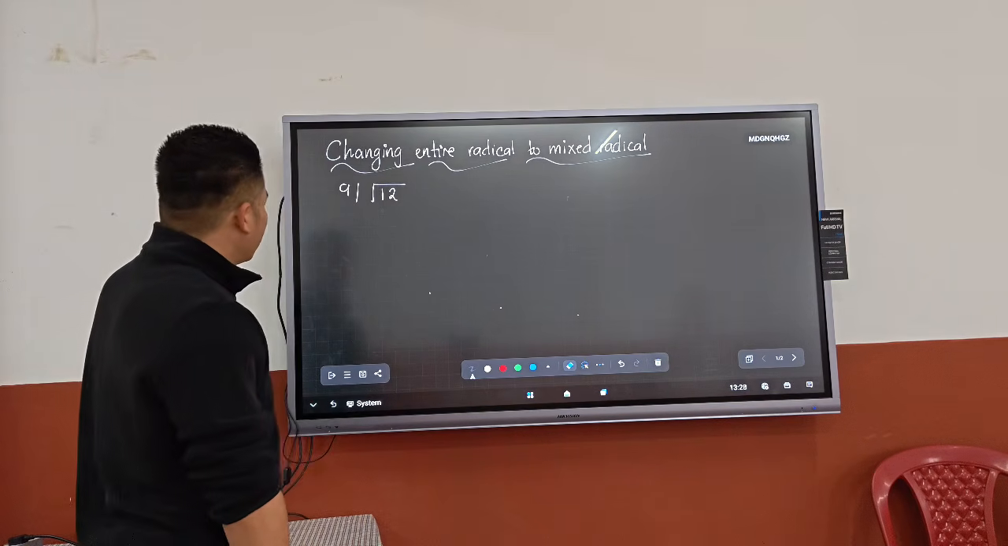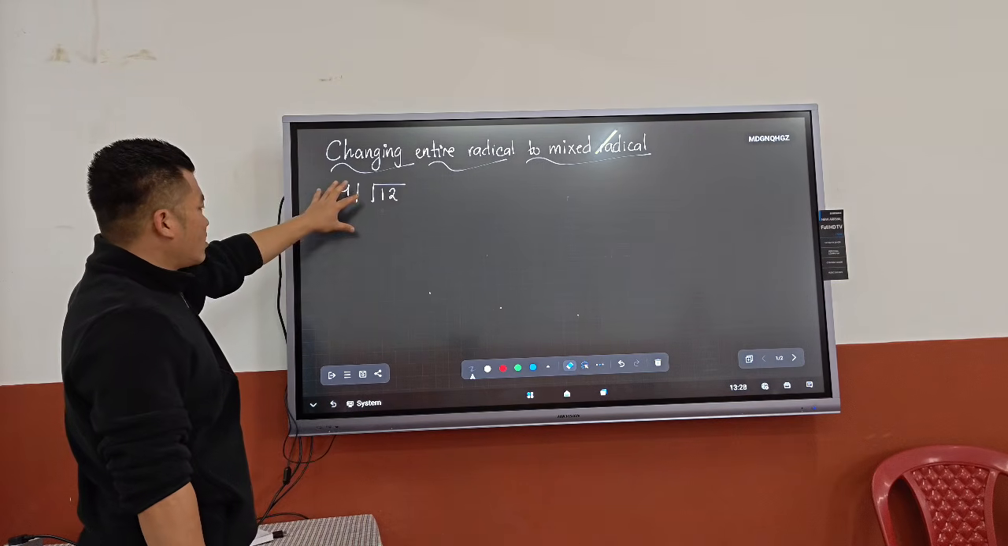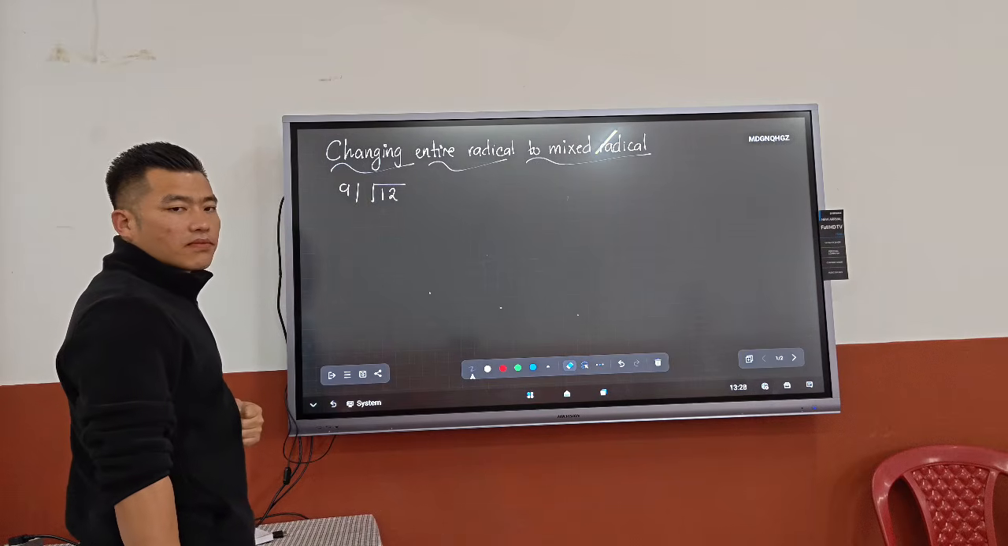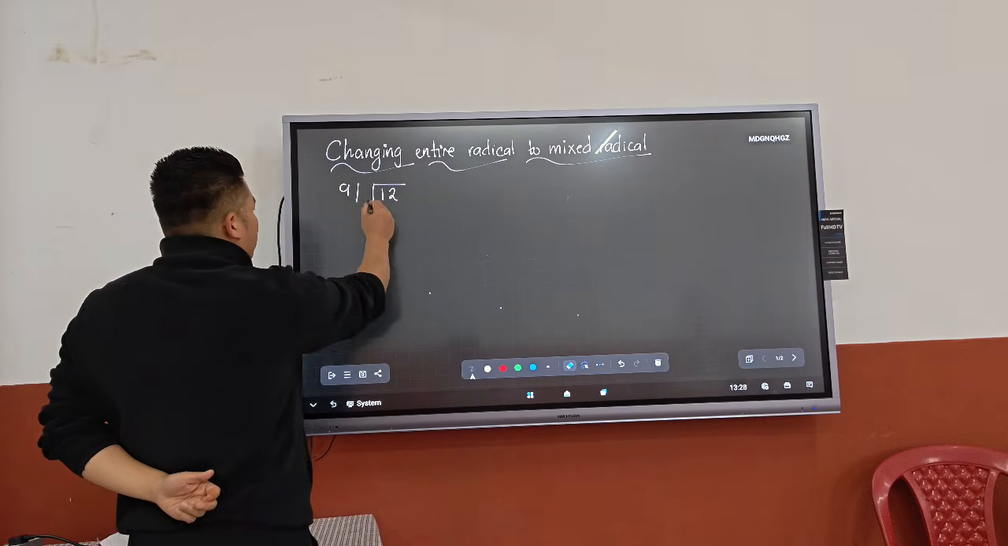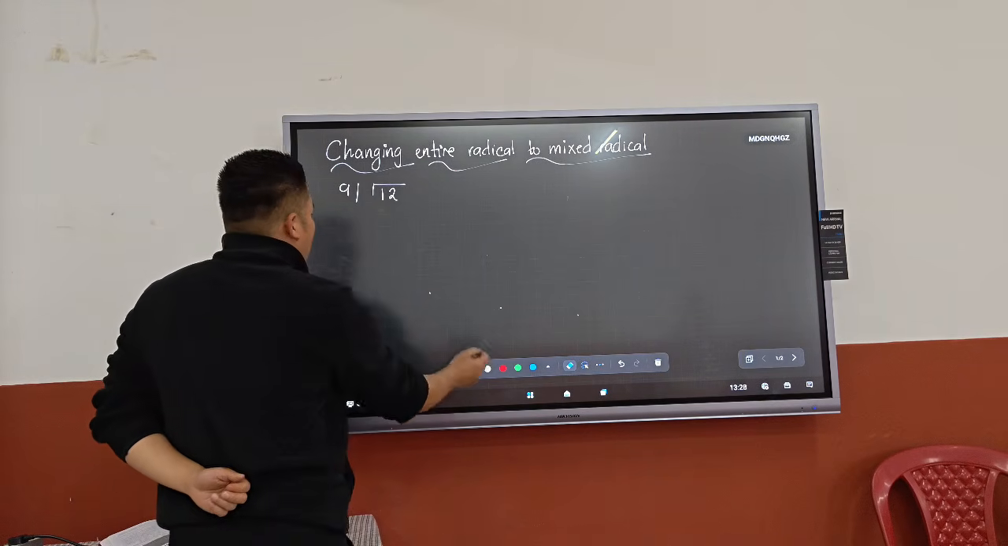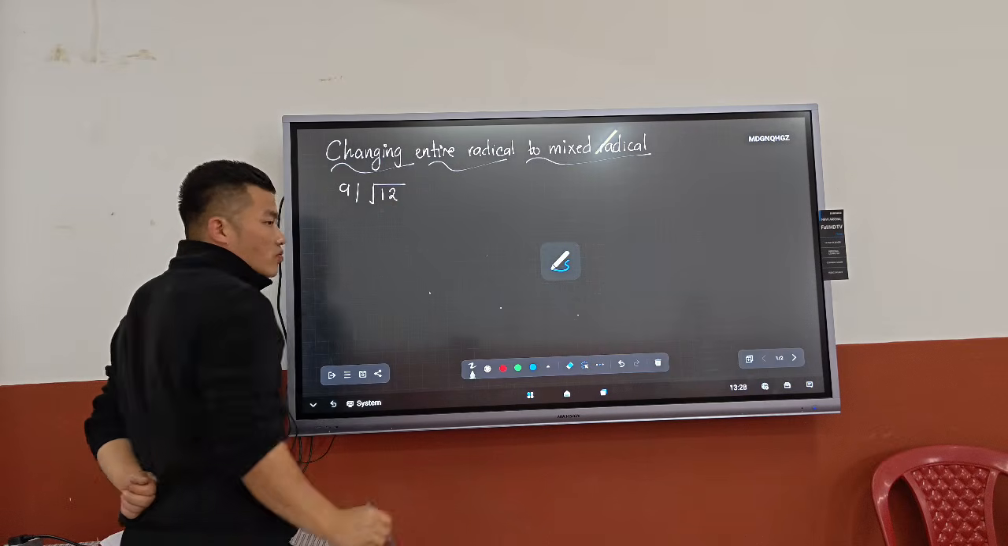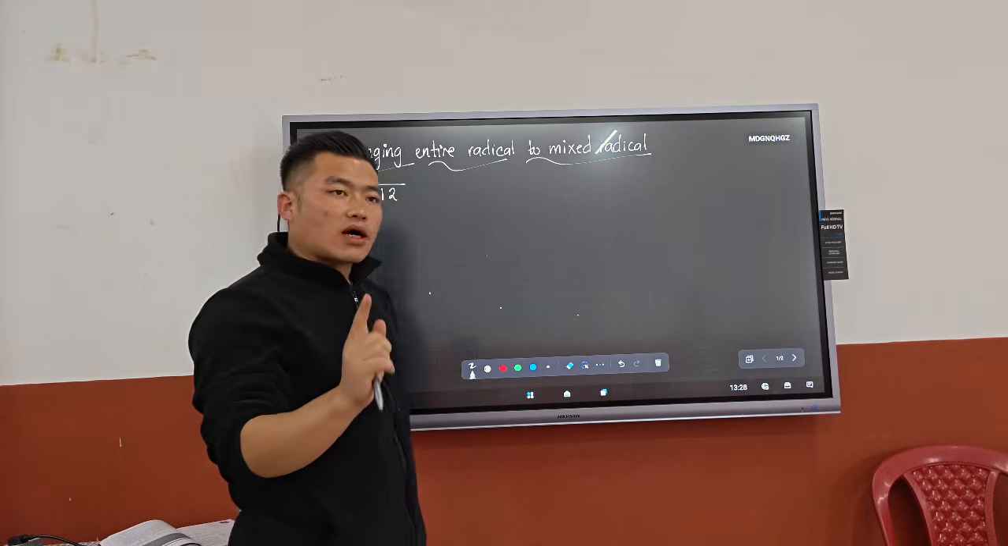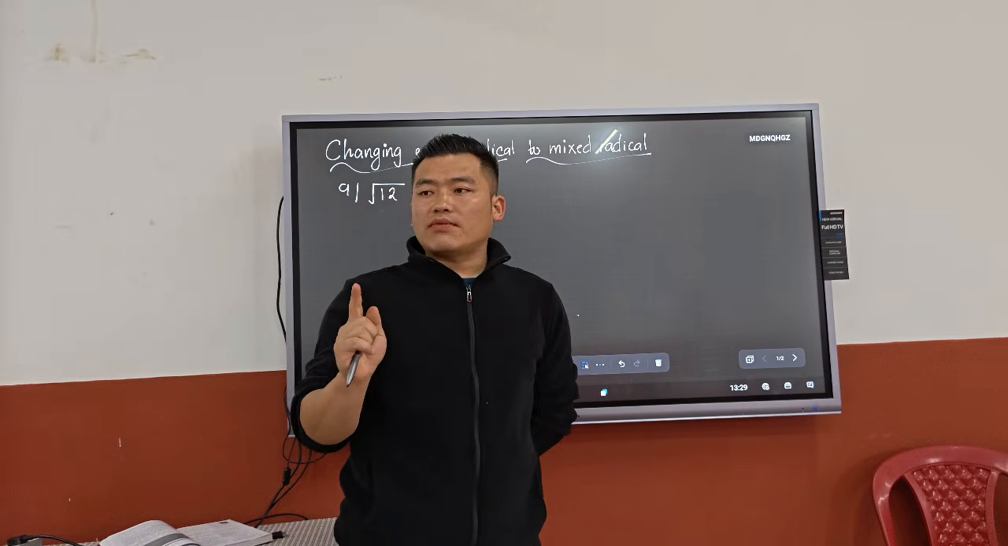Suppose the given entire radical is square root of 12. Now I am going to explain how to change square root of 12 into a mixed radical.